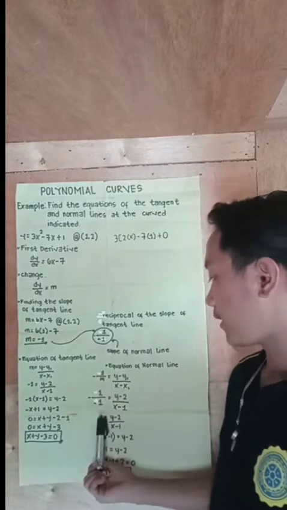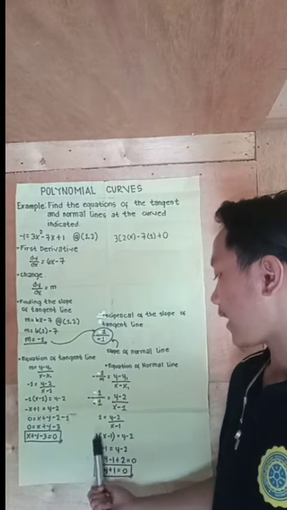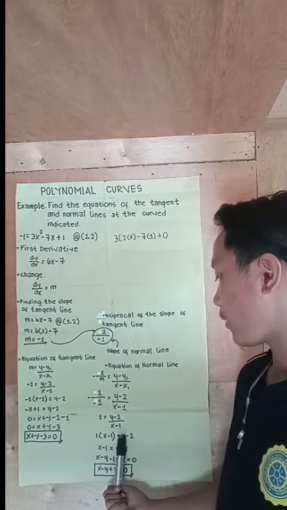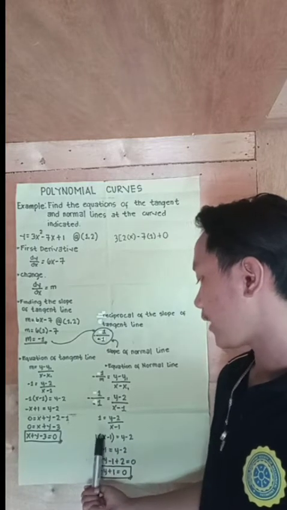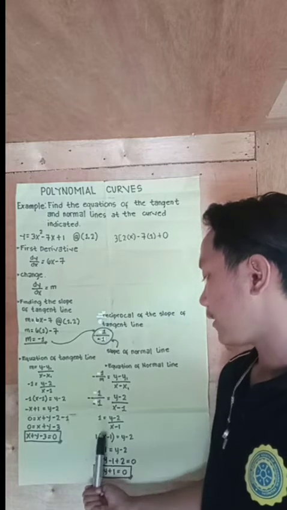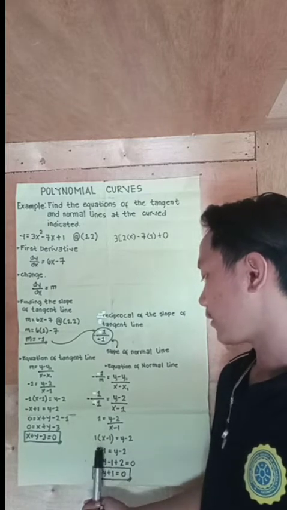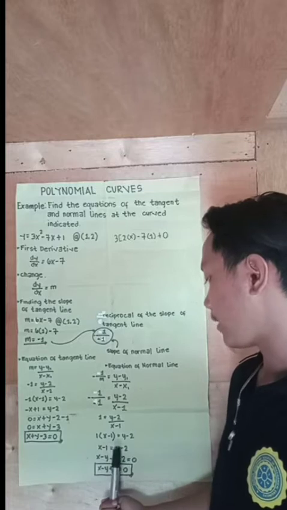Then cross multiply, y times x minus 1 equals y minus 2. Then simplify: y times 1 times x equals x, then 1 times negative 1 is negative 1. So x minus 1 equals y minus 2.